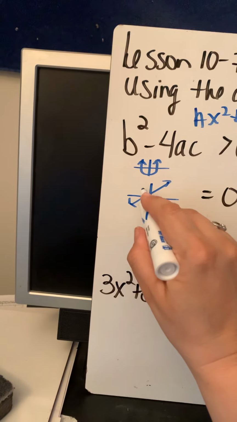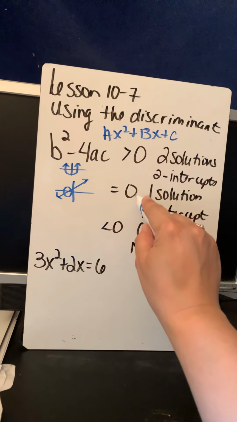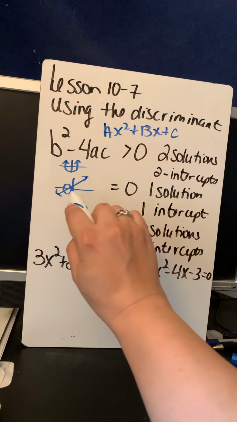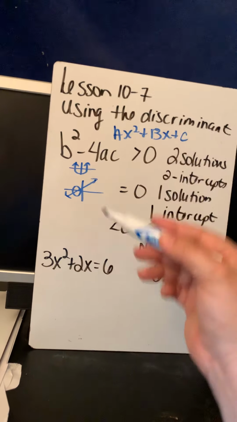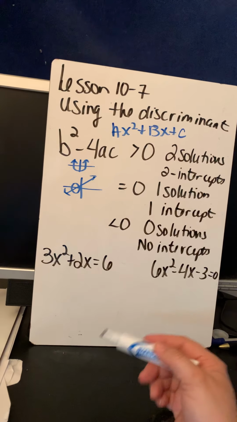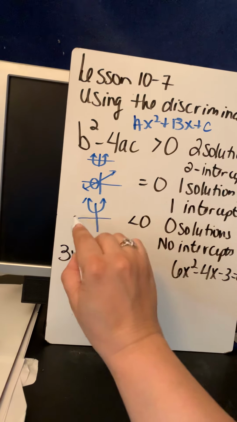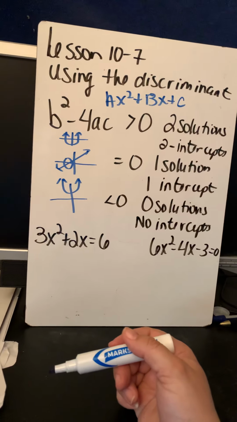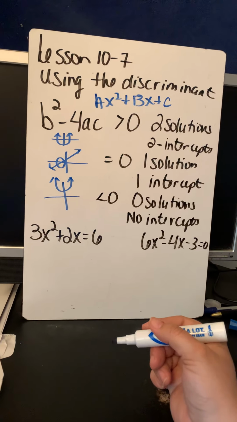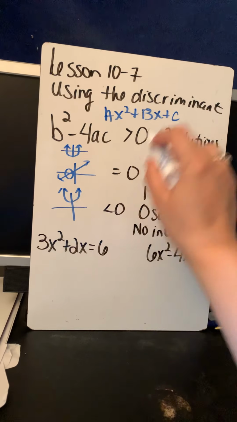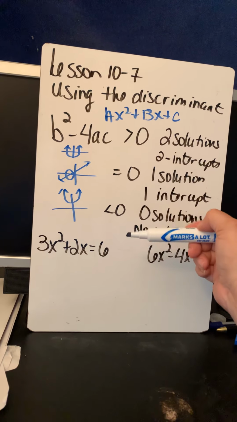If it equals 0, that means you have one solution. So it's only going through one spot on the x-axis. So if this equals 0, you have one solution, one intercept. That means it only crosses it once. If it is less than 0, so if it's negative, you have no solutions, no intercepts. So your graph could possibly look like that, where it's just sitting up above and not crossing the x-axis at all. So when you're solving those out, you're going to get bigger than 0, equal to 0, or less than 0.